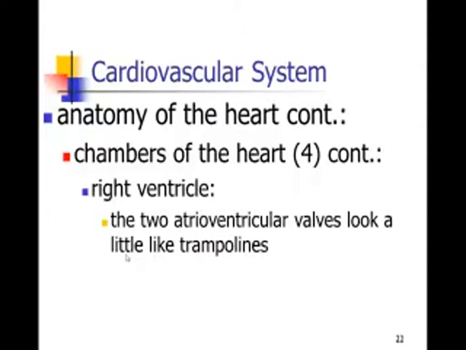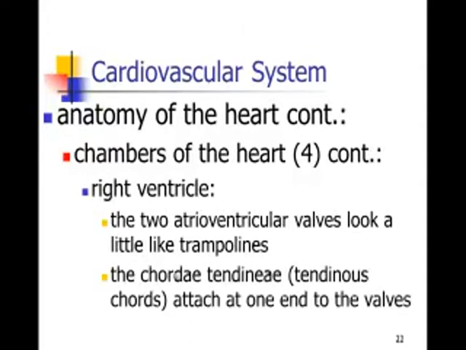In general, the atrioventricular valves, sometimes known as the AV valves, look like trampolines. I'm sure most of you have seen those. And trampolines do have these springs that go to the frame. So the tricuspid valve does not have springs, but it does have chordae tendineae, tendinous cords, and these are going to attach one end to the edge of the valve and the other end to the papillary muscles, which we'll talk about in a moment.